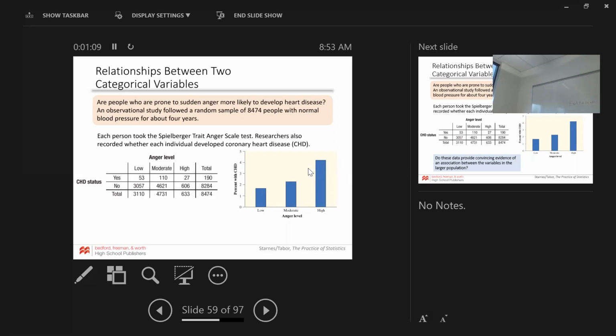Do you have heart disease? Yes or no? Low, moderate, or high anger level. Meaning, if you're uptight and you get easily angered, it affects your health. Does it affect your health? Well, let's do a test. So we've got the two-way table.